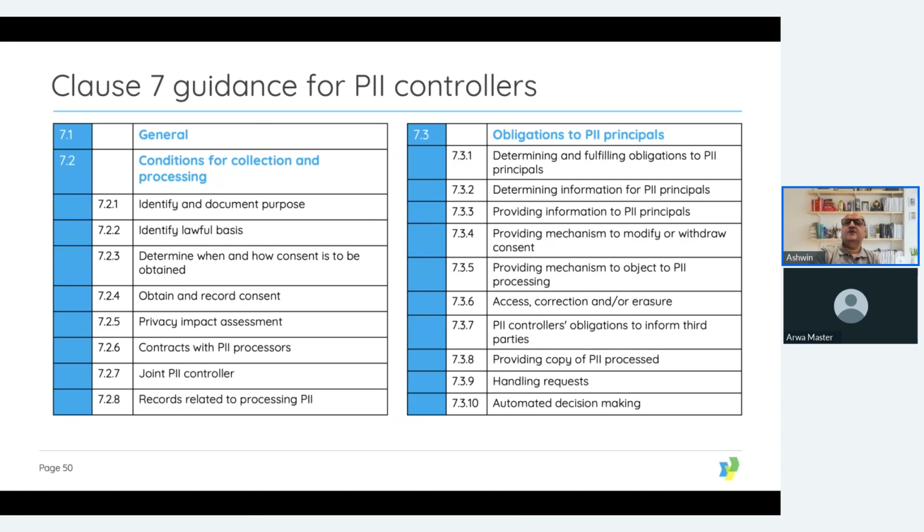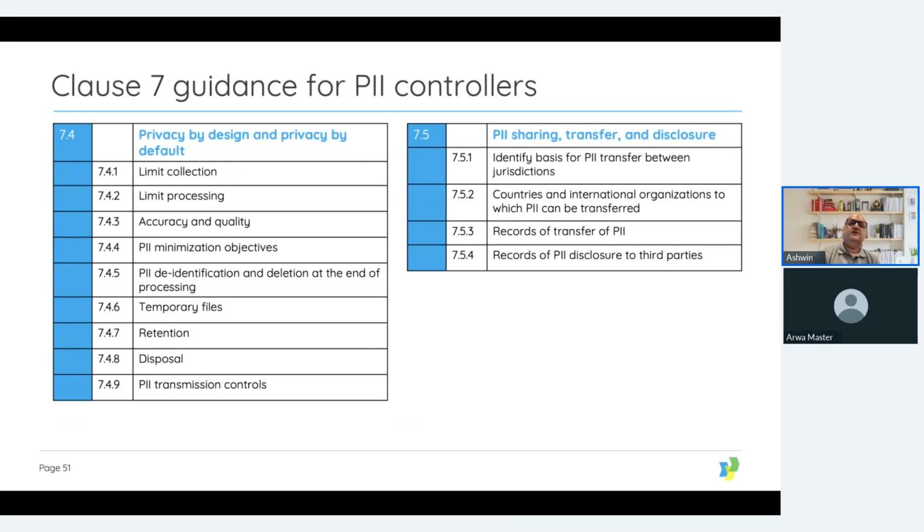Now, if you see 7.3.4, it says providing a mechanism to modify or withdraw consent, which is the right of a data principal that we just saw. Access and correction, PII controller's obligation to inform third parties, providing a copy of PII processed, handling requests, automated decision making. So all of these have already been made easy by the framework itself for you to adopt and implement. That is what we are trying to communicate to you.